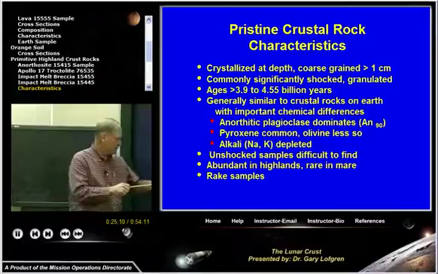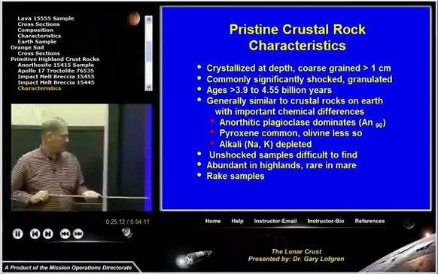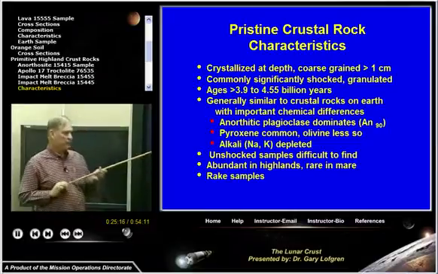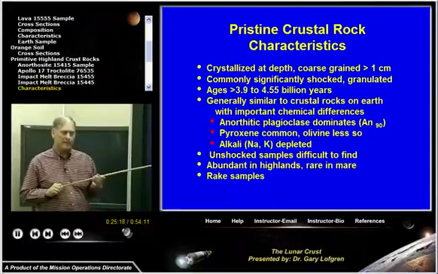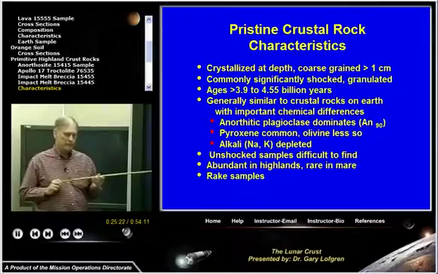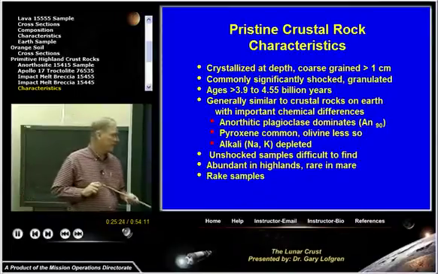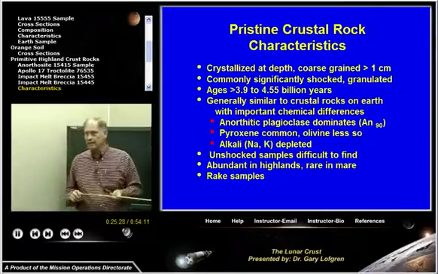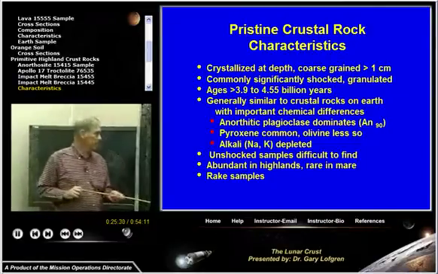Unshocked samples, like I've pointed out many times, are very difficult to find, but it's very important to find them. And this is going to be one of the primary targets when we go back, is to find the best kinds of crust, primitive crust, and the most pristine primitive crust that we can find wherever we go. And we'll have to figure out strategies for doing that. And that's not easy. Next slide.